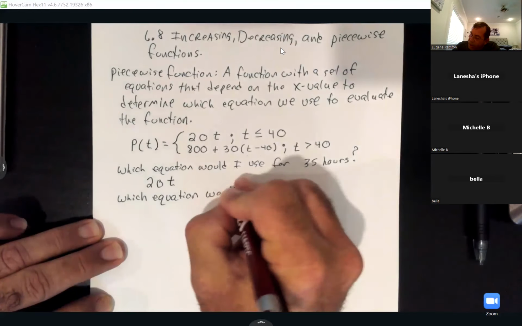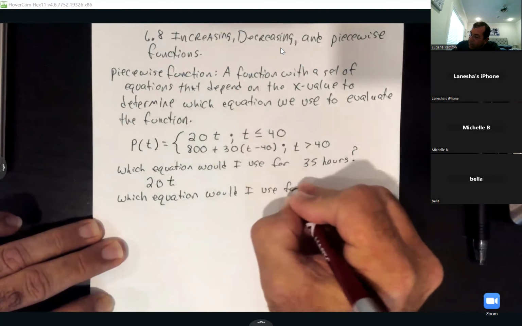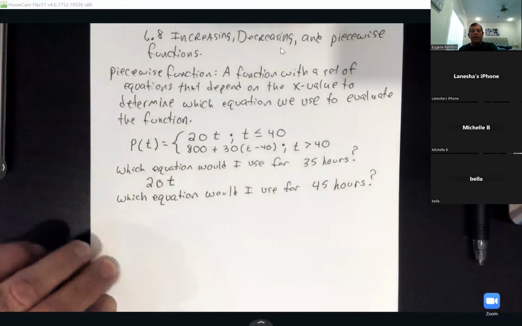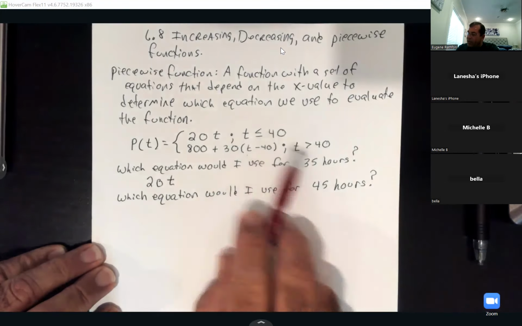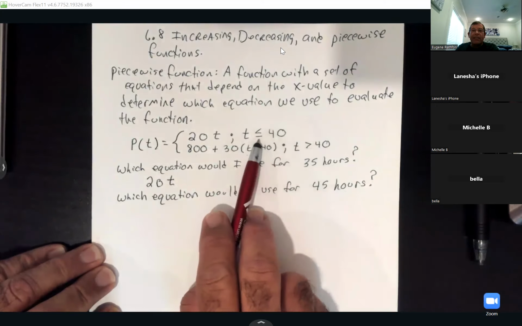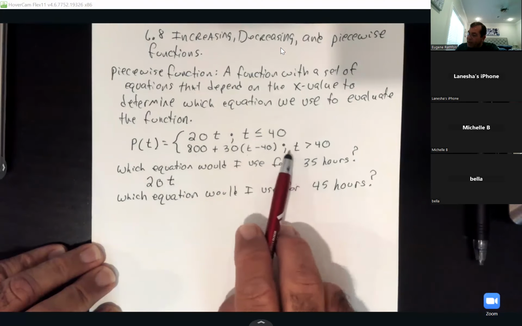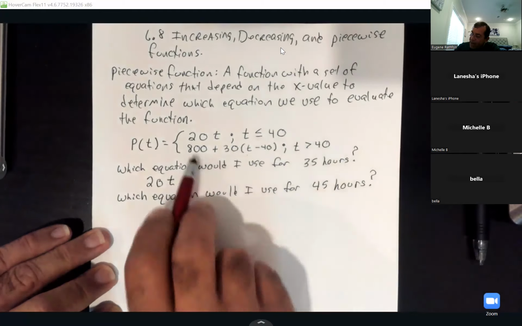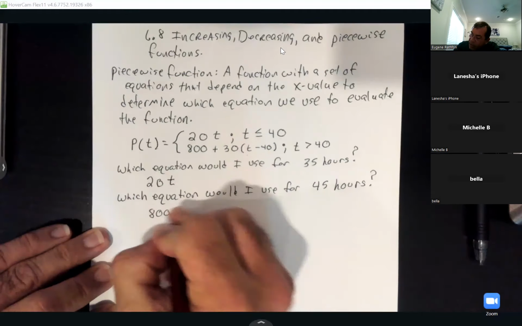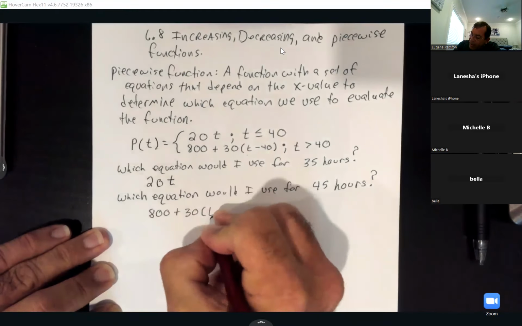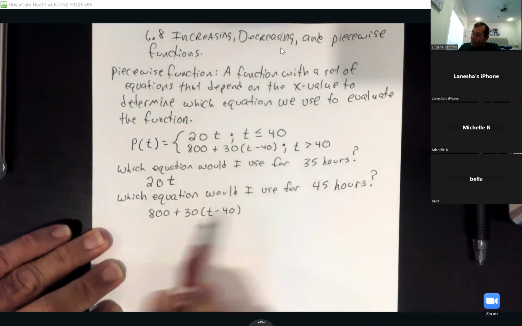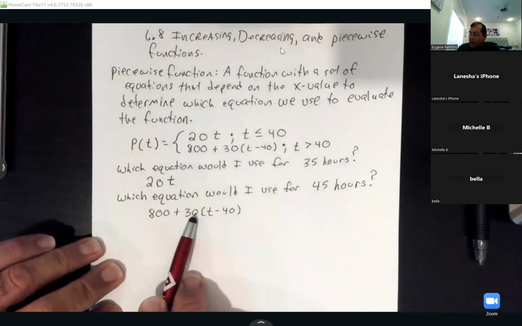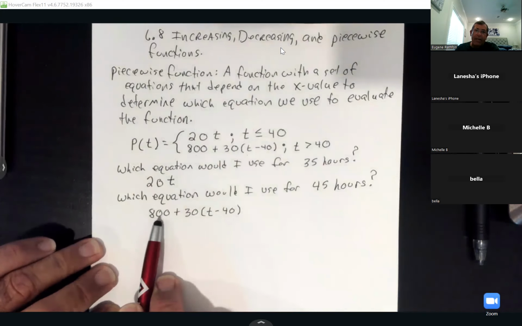So, y'all, which equation would I use for what if I work 45 hours? So if I work 45 hours, I'm going to come up here and look for which t I represent. Well, 45 is not less than or equal to 40. So I'm going to look at the second equation. It tells me for any time greater than 40, I would use the second equation. So if I work 45 hours, the equation to figure out my pay would be 800 plus 30 times my t minus 40. So see if I put my 45 in here, 45 minus 40 would give me 5 hours of overtime at $30 an hour, plus my 40 hours that I did at $20 an hour.